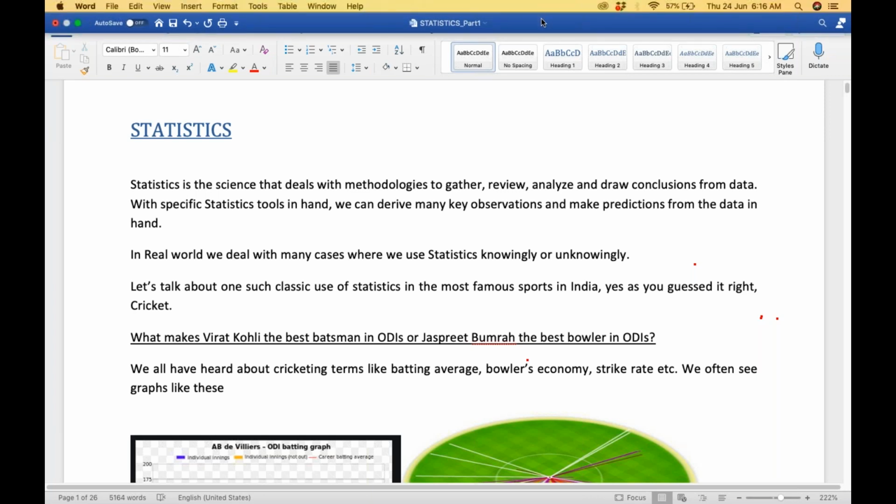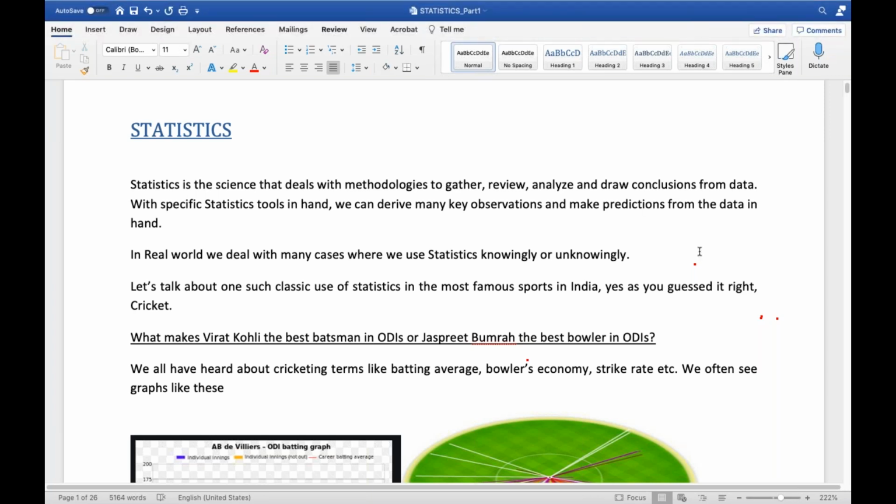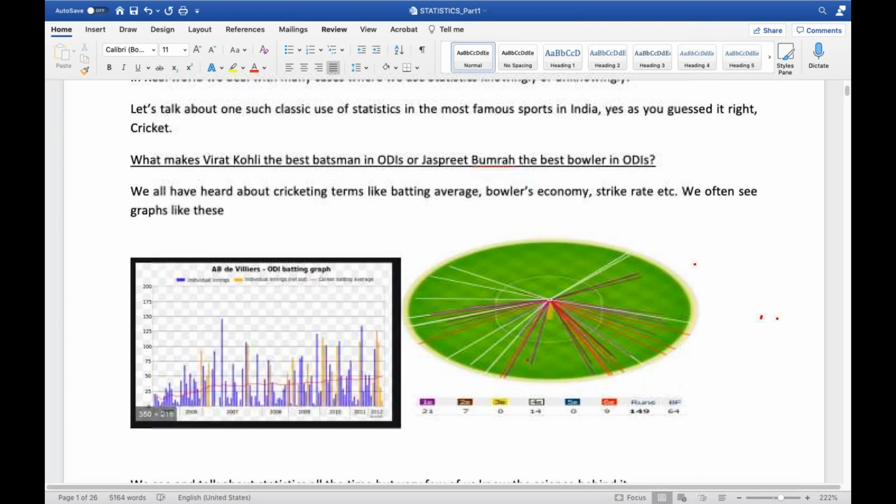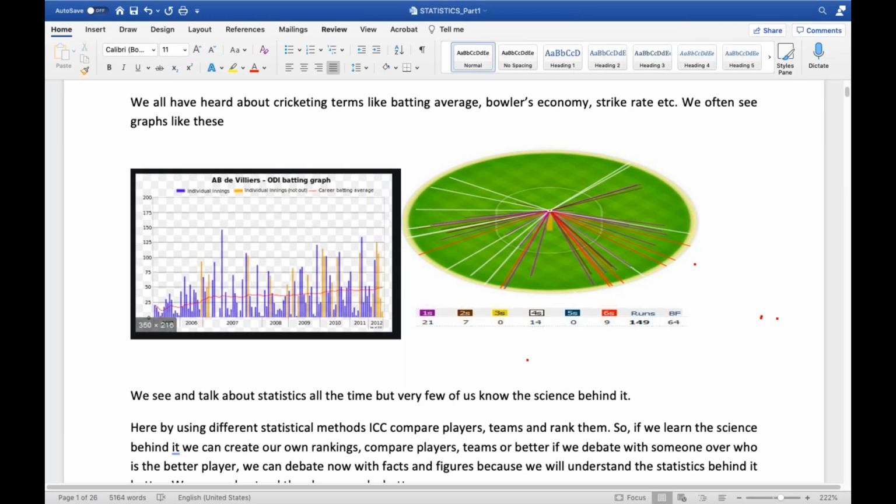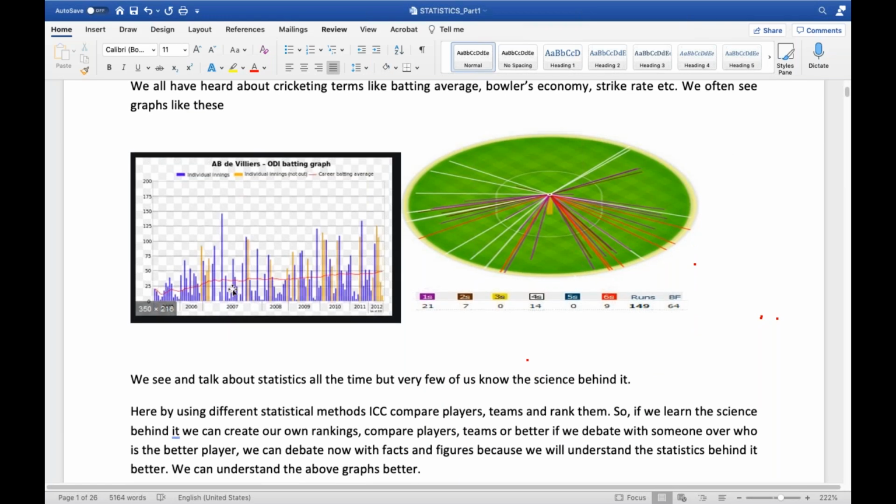We need to go for whatever data we have, and we can do some kind of statistics on it. Like here, on the ODI batting graph, you can see this. If you see the numbers in Excel, you can't make a decision, right? But here we can see the batting details.